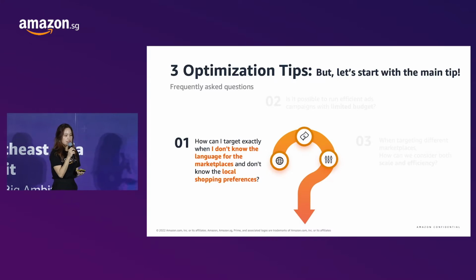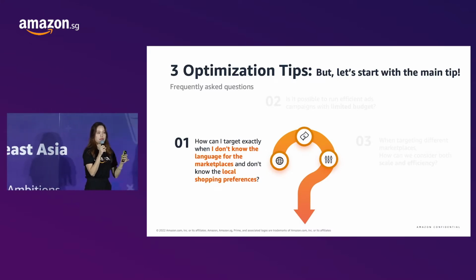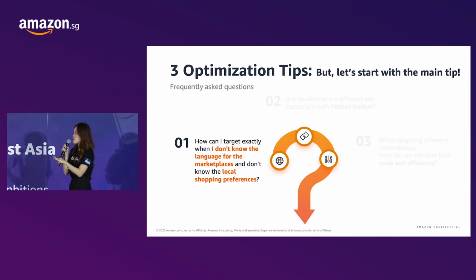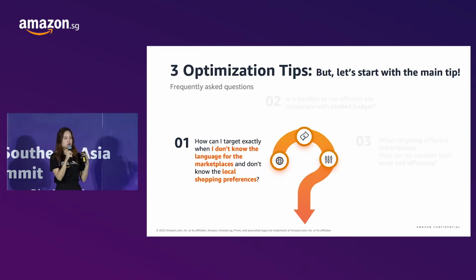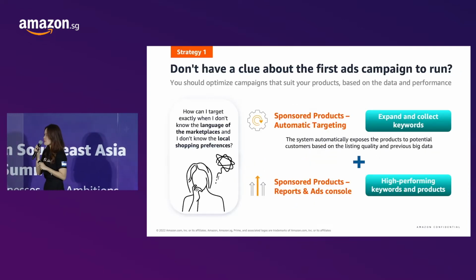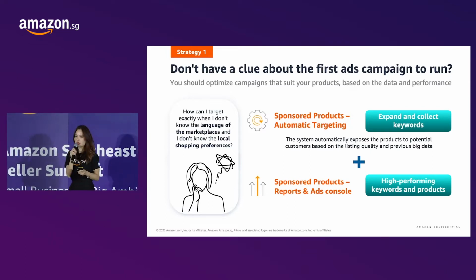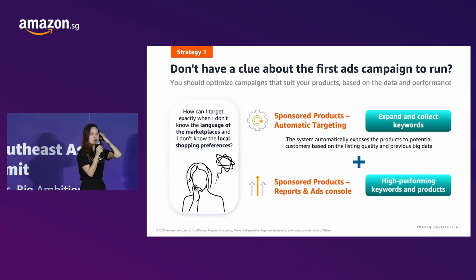For that, if you don't have a clue how to start sponsored products campaigns, there are 2 steps that you can leverage. The first thing, we acknowledge that you might not know how to start. You don't know the data, you don't know the shopping preferences of the Singapore marketplace. Then what should we do? There are 2 steps in sponsored products. If you just open the tab, there will be 2 targeting methodologies. You might have heard, you might not have heard, it's okay. But please remember 2 things.